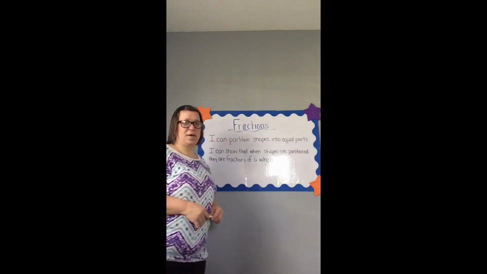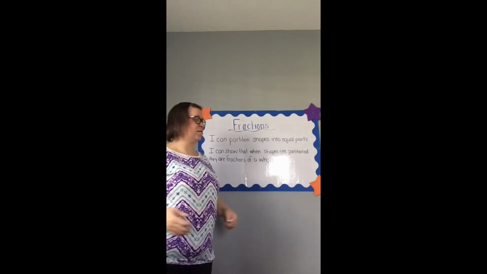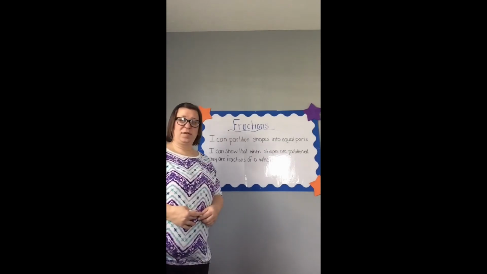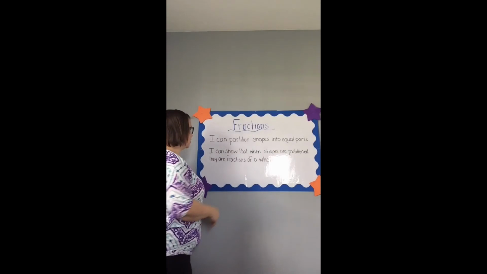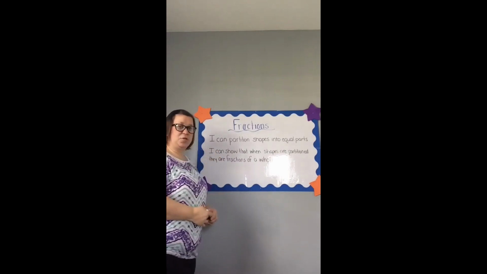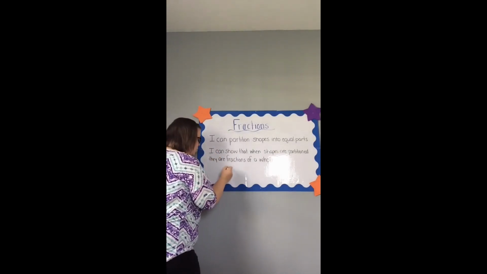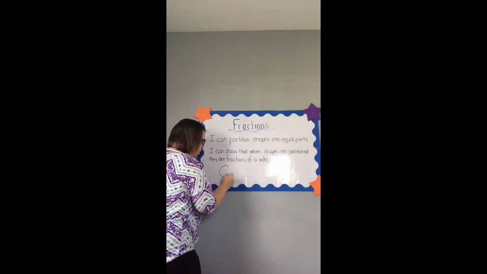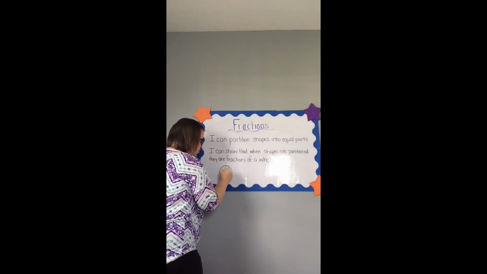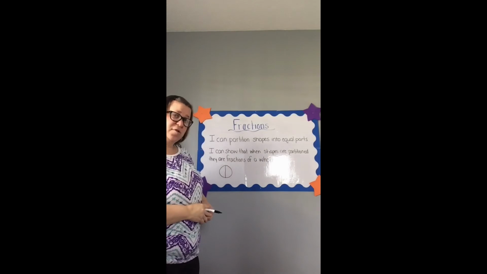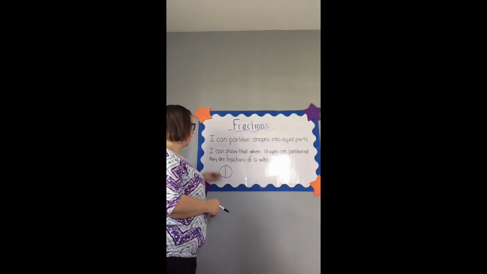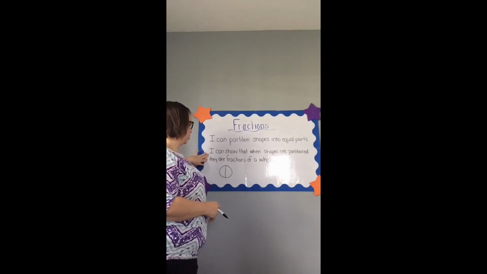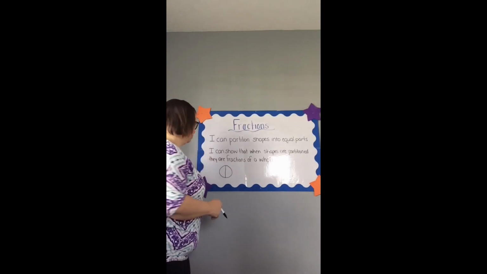So this week I am bringing to you the math lesson, and we are going to be covering the topic fractions. Okay? Our learning objective is: I can partition shapes into equal parts. That means if I have a circle, I'm going to partition or divide it into two parts. Now the second objective is: I can show that when shapes are partitioned, they are fractions of a whole.